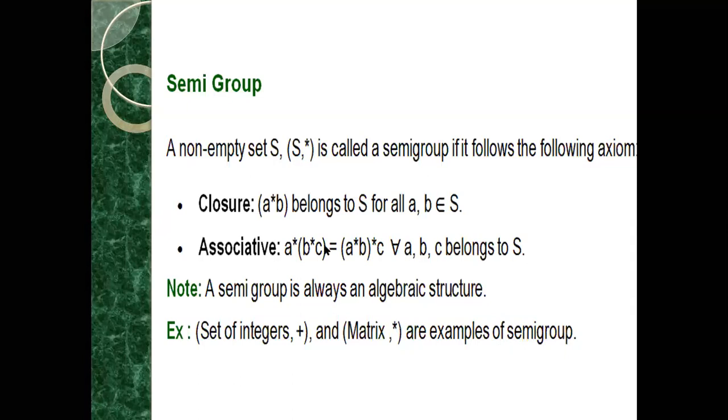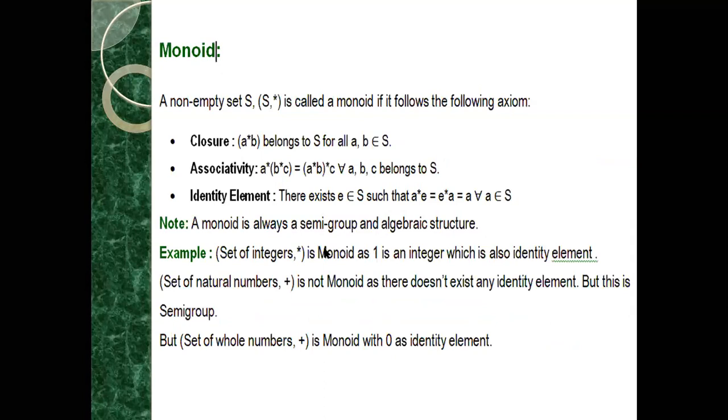Next definition, monoid. A non-empty set S with star is called a monoid if it satisfies the following axioms. The axioms are closure, associativity, and identity element.